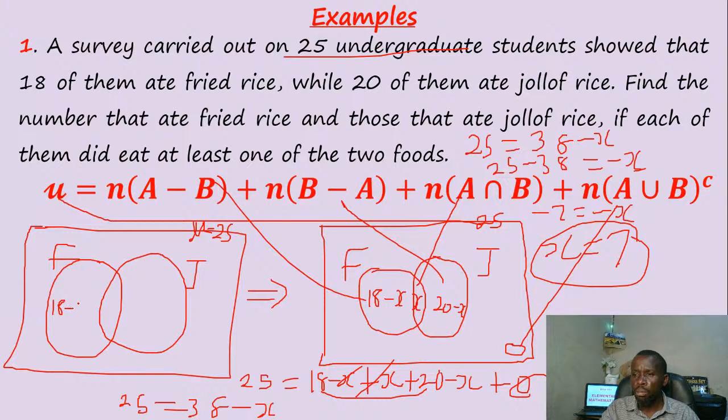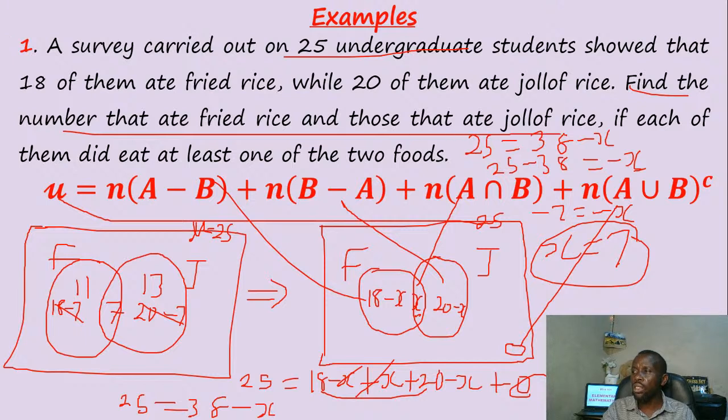18 minus my x, which is now 7. I've gotten x as 7 there. Then inside, instead of writing x here, I'm going to write 7. Then the other one will be 20 minus 7. 18 minus 7 is 11, right? So let me cancel this and write 11 here. 20 minus 7 is 13, so I write 13 here. Now, let's go to the question. The question says: find the number that ate fried rice and those that ate jollof rice. See, this word and means both. So who are those that ate both fried rice and jollof rice? 7 of them. They are just 7.